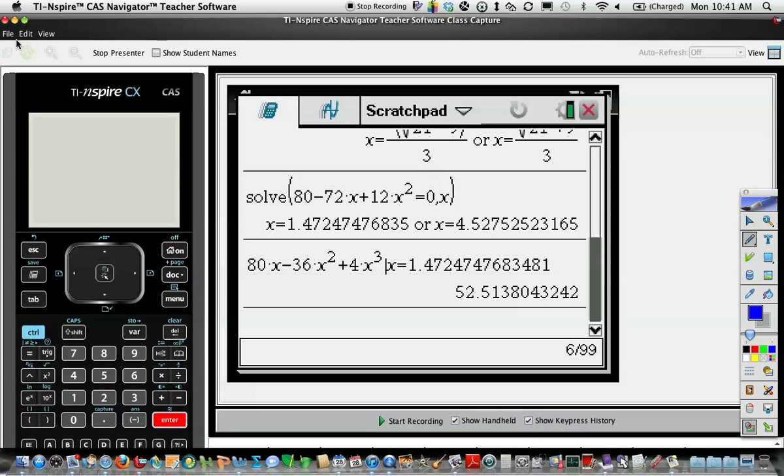Endpoints and stationary points are the only places max and mins can be. We check those. It's called a list of candidates, and we move on. All right. Now, back to page 121. We're going to do problem number 20.